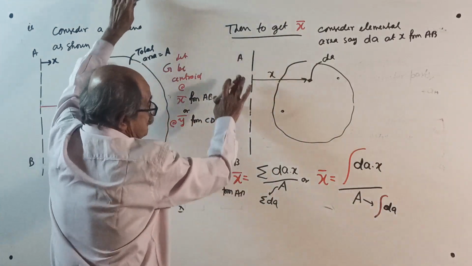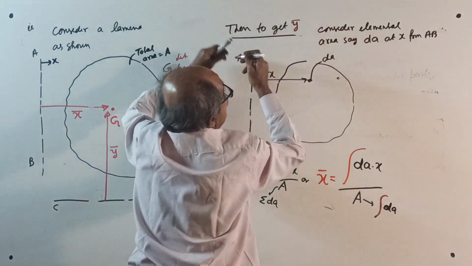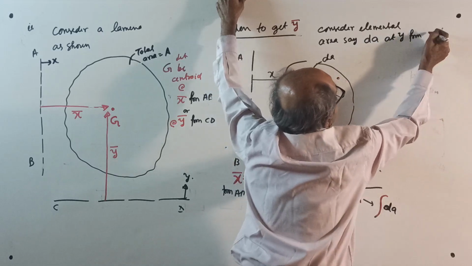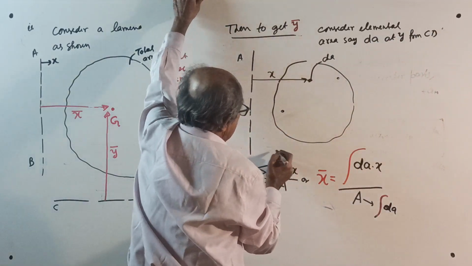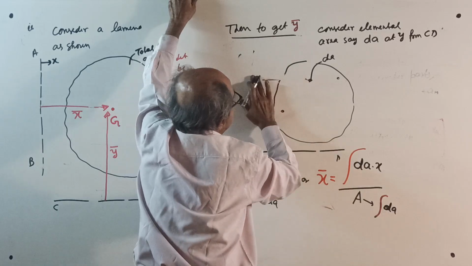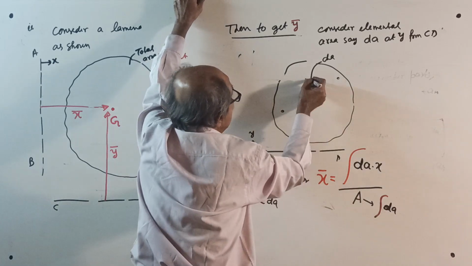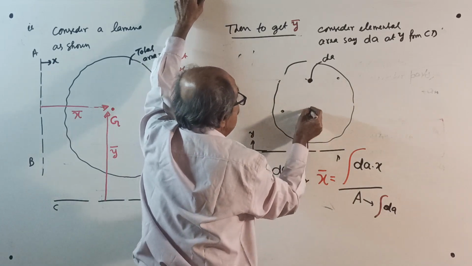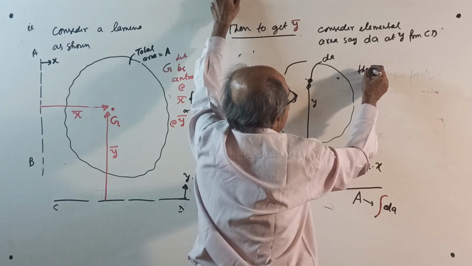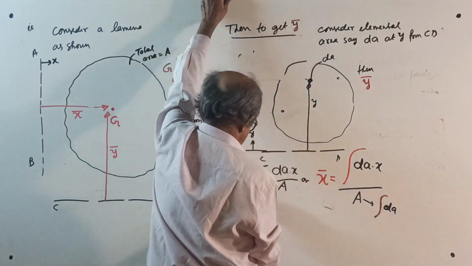Now do one thing. Once again, to get y bar, consider elemental area dA at y from CD. Take the reference axis CD here. This you remove. This way we measure y. Then the elemental area dA is at y from here. Then your y bar equals y bar from CD.